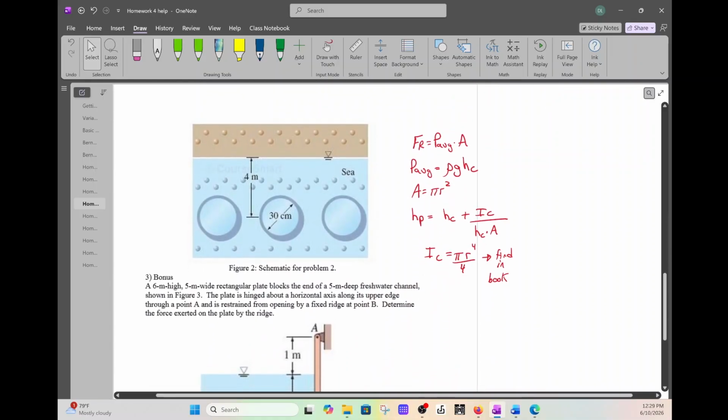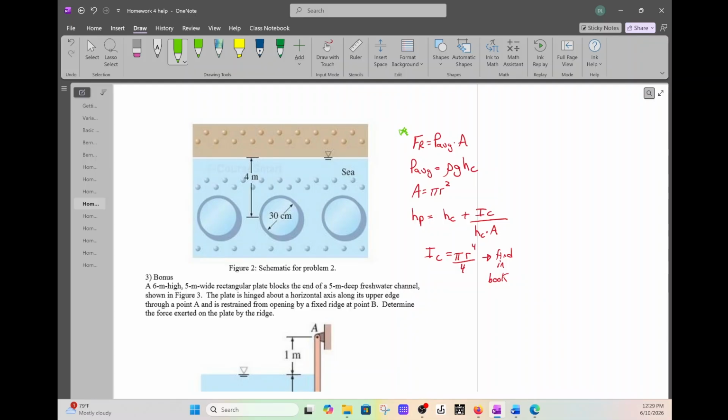Okay, so again, FR is P average times A. We know P average is rho g HC. We know the area of the window is pi r squared. We know HP is HC plus IC over HC times A. And for a circle, you can again find this: IC is pi r to the fourth over 4. So that should be pretty straightforward, but it just gives you an idea of submerged without an angle.